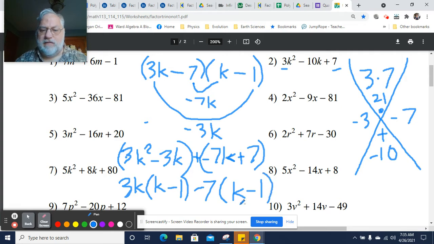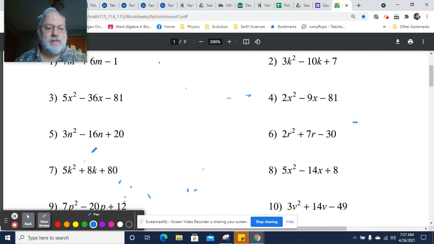And now I have k minus 1, which is this, and I have 3k minus 7, which is this. And I would factor it like that. k minus 1, since they both share k minus 1 as a factor, times the combination of 3k and negative 7, 3k minus 7. And that will factor that. All right, let me pause so I can erase things.